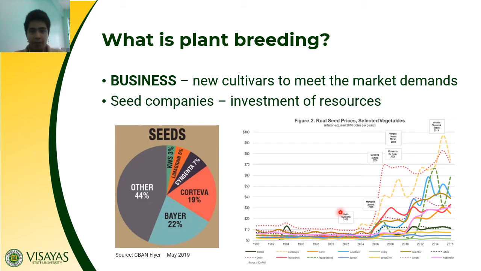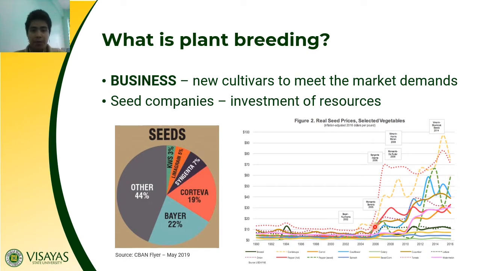On the right, we have a figure showing us the real seed prices of selected vegetables. So this is between 1990 until 2016. So as you noticed, between 1990 until 2005, there's not much increase on the prices of those seeds developed by seed companies. However, after 2005, you have a sudden spike or sudden increase on the prices of individual vegetables.